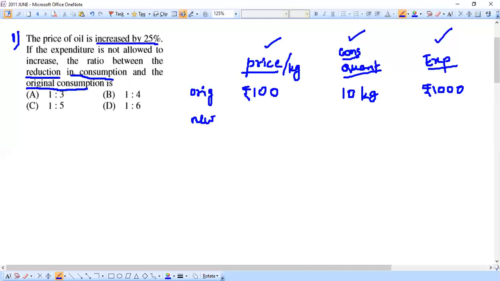Now see the question. What is asked is: if the price of the oil is increased by 25%.